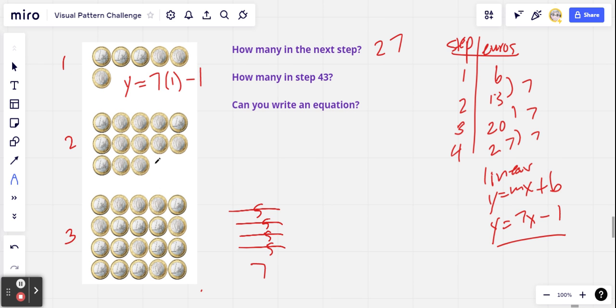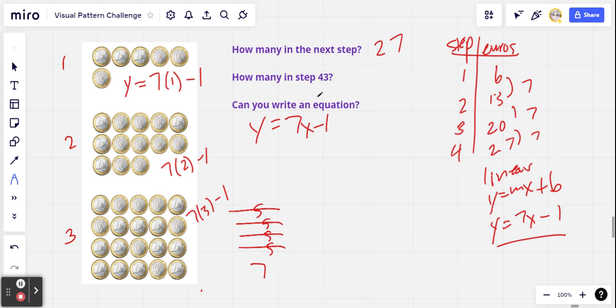But let's try that out in step 2. 7 times step 2 minus 1, that would be 14 minus 1 is 13. Yep, that's how many there are. How about step 3? 7 times step 3 minus 1, that'd be 21 minus 1 is 20. Perfect. So this equation seems to be working well: y equals 7x minus 1.